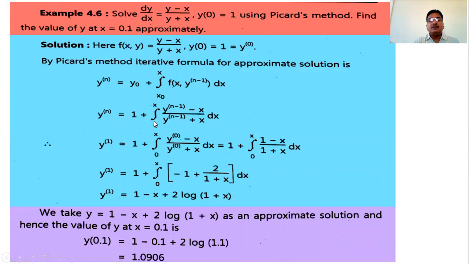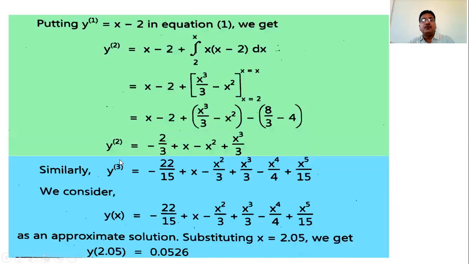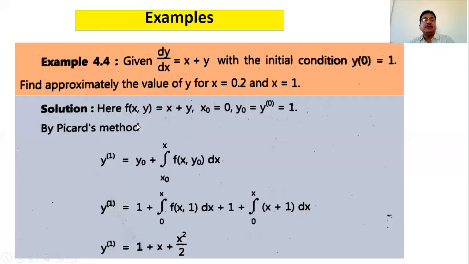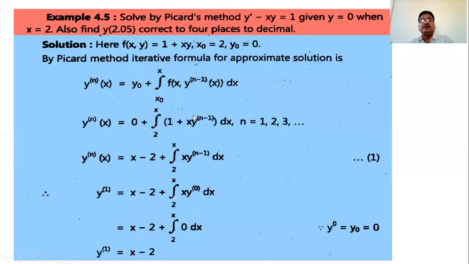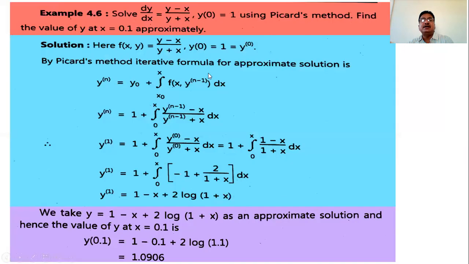And then use this general formula to find y1, y2, y3. Or instead of this, we can also apply the particular formula, that is, find y1, y2, y3, y4 using Picard's particular formula. Like this first example, we can also solve the second example and this third example. So this is the third example. We can solve these 4.5 and 4.6 similarly to 4.4.